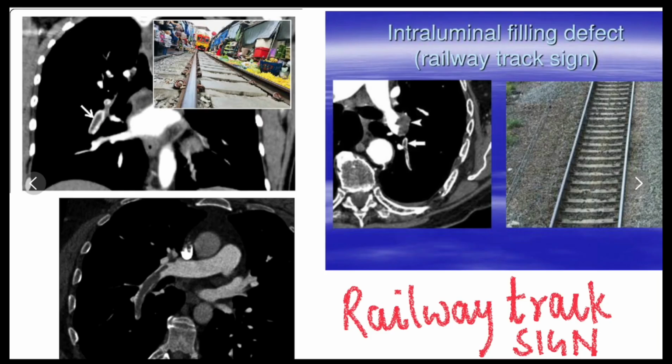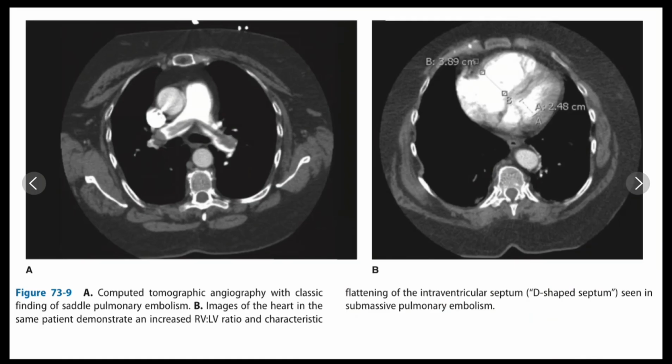And there is another sign which is known as railway track sign. Here we can see inside the pulmonary artery there is emboli. So this pulmonary embolism is there, and it is looking like a railway track. So this is the intraluminal filling defect which is seen in pulmonary embolism. Again, we can see this is the saddle shape pulmonary emboli at the division of the pulmonary artery.